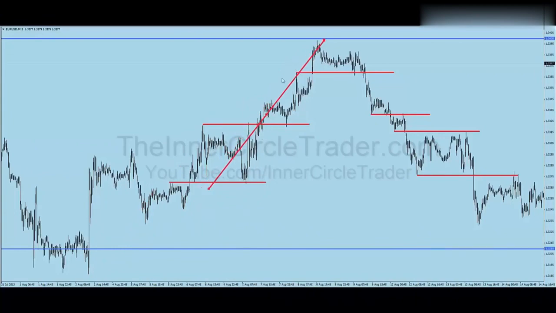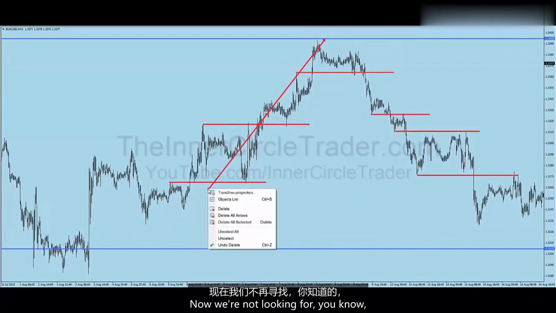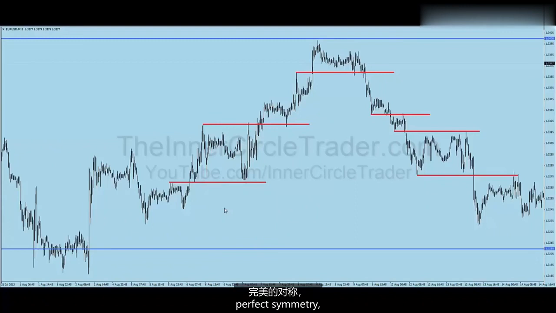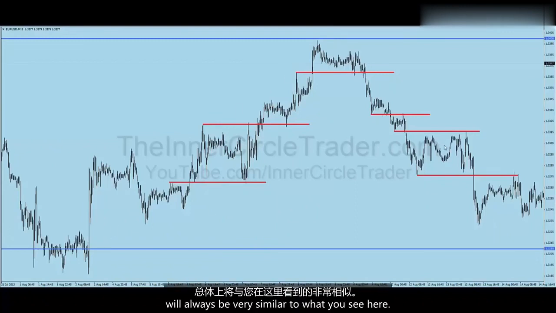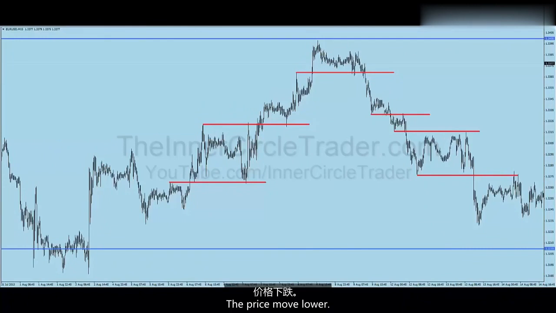Essentially using this low here. This is the second leg here. Okay, now we're not looking for perfect symmetry, but the overall price structure will always be very similar to what you see here. The price moves lower. Okay, we have a high down to a low.